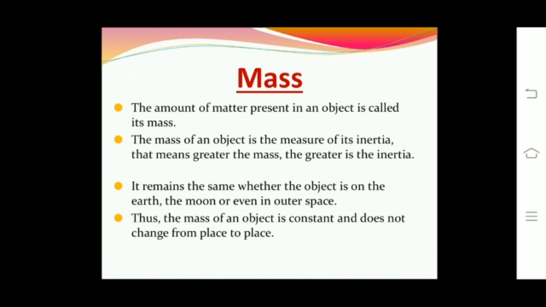Mass is the amount or quantity of matter contained in an object. The mass of an object is the measure of its inertia. That means greater the mass, greater is the inertia. Mass of an object remains the same whether the object is on the earth, the moon, or even in outer space. Thus, the mass of an object is constant and does not change from place to place. The SI unit of mass is kilograms.